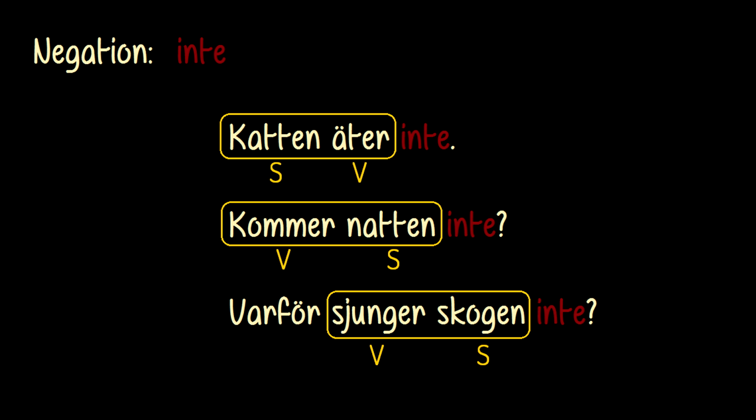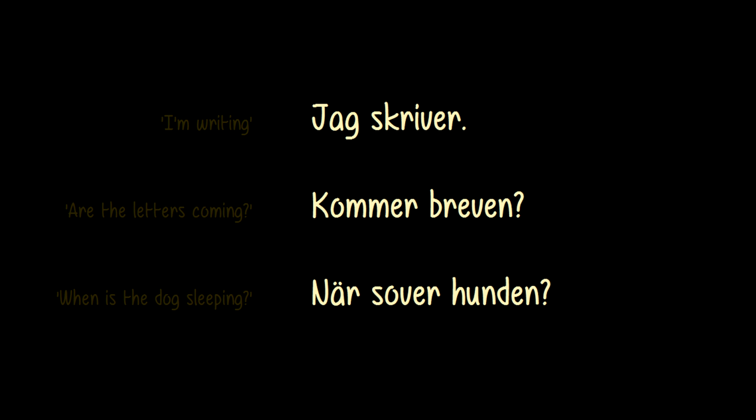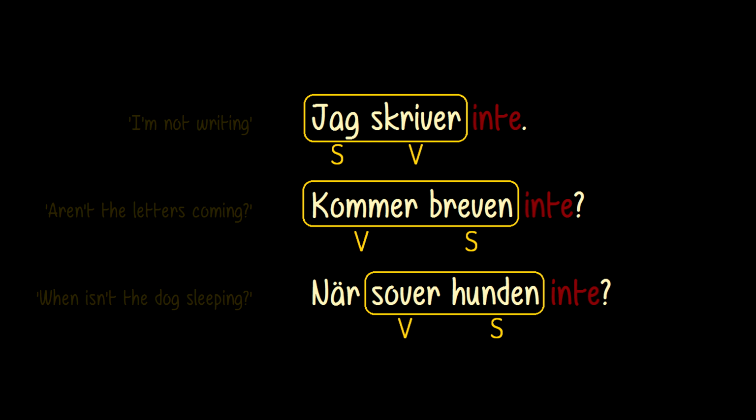It's unimportant in what order the subject and the verb come. The important thing is that they are next to each other, forming a unit. We can take other sentences and do the same thing. Subject, verb, unit, inte. Again, at this point it's pretty straightforward.